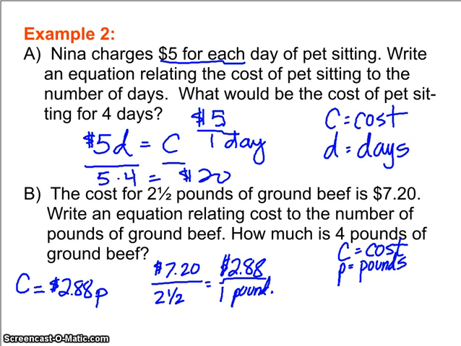How much is 4 pounds of ground beef? Well, the cost for 4 pounds would be $2.88 times 4, which is $11.52. So a little bit of overlap review here from what we've seen. But the biggest thing here is to remember that constant of proportionality is stating that a proportion exists to equivalent ratios and that there's patterns.